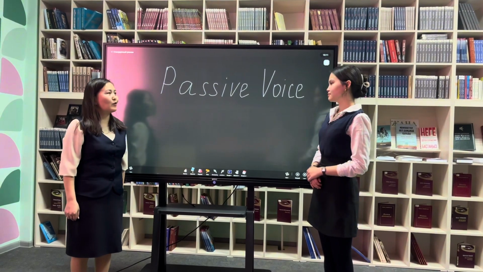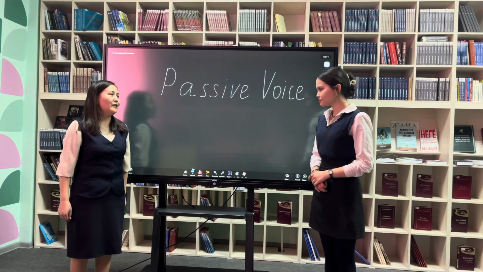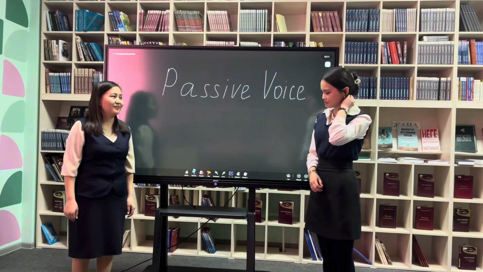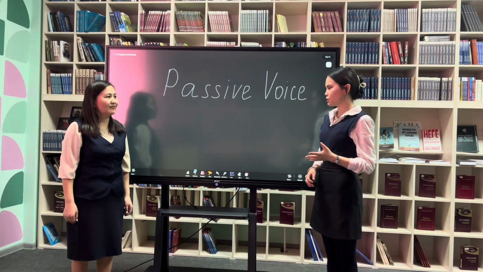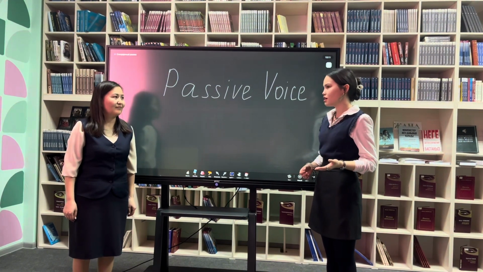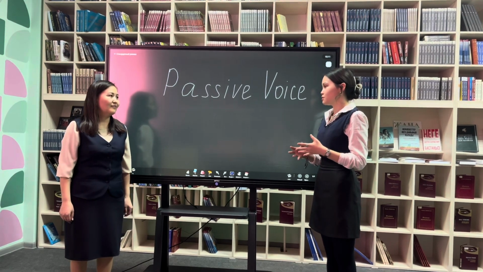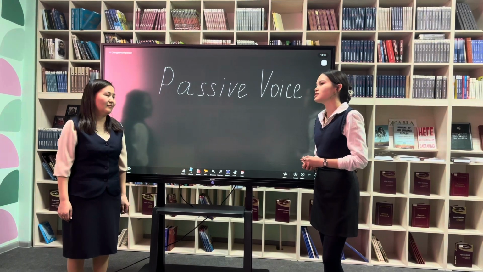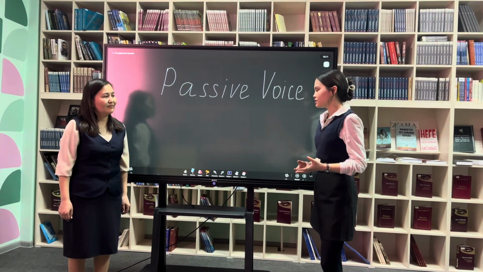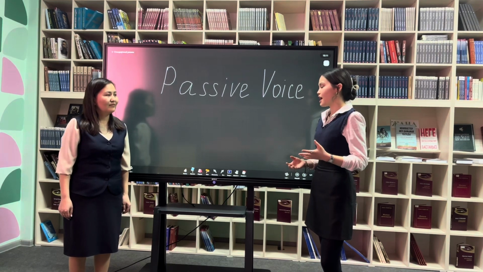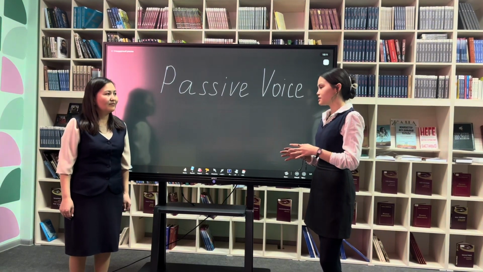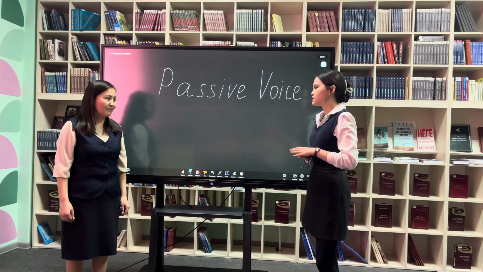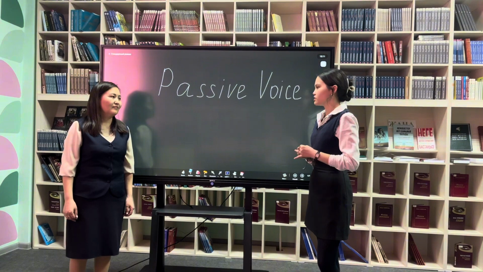Now, let's talk about why we use the passive voice. Can you think of any situations where we might prefer to use it? We use passive voice when we don't know who did the action or when the action itself is more important than the person who did it. For example, in the sentence, the cake was eaten, we don't know or care who did the action. We're focusing on the fact that the cake is gone. That's why it's commonly used in news reports, science writing, and instructions.